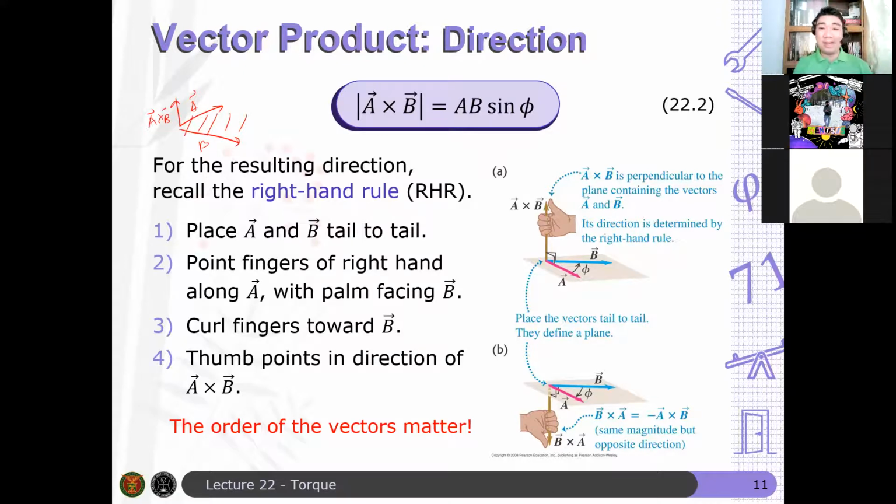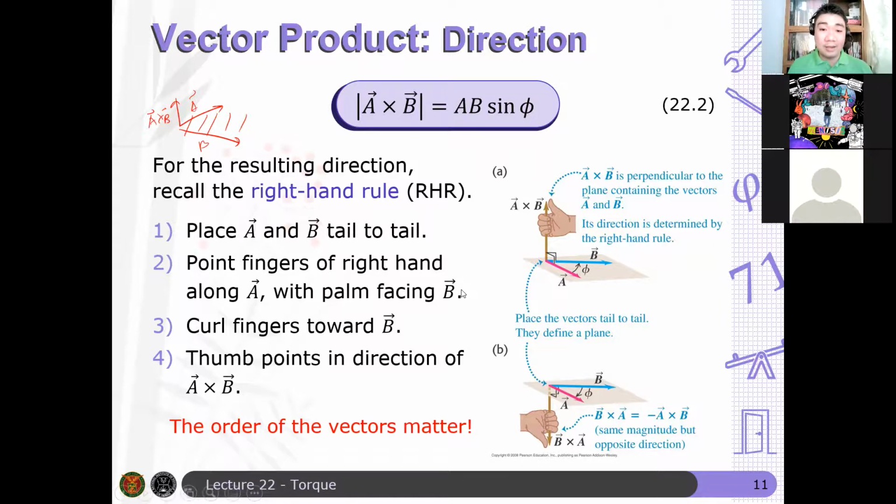Questions? May tanong? Ganun lang maghanap ng direction ng vector product. So, you use your right-hand rule. And usually naman for our problems, especially when you go to rotational dynamics, laging nasa positive Z or negative Z lang yung direction ng mga cross products na i-consider natin. So, medyo mas chill lang maghanap ng directions ng vector product.